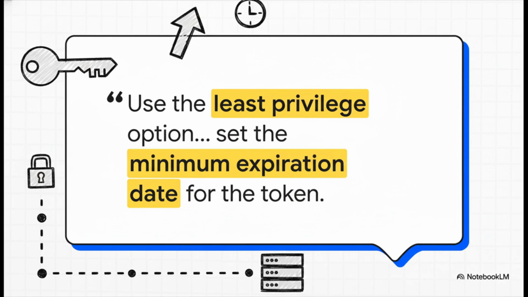And the documentation really hammers this point home with this quote. Use the least privilege option. Make sure you set the minimum expiration date for the token. Think about it. This token is just for this one-time setup. You create it, you copy it, you use it immediately, and then you want it to expire. It's basically a single-use key.